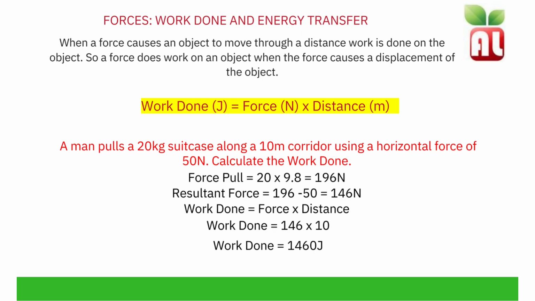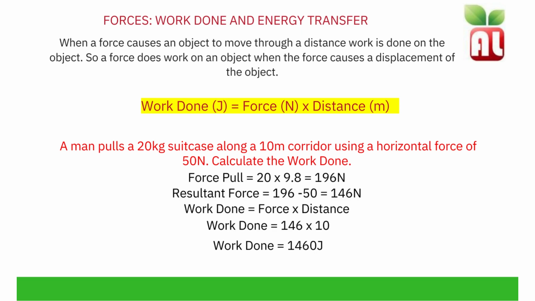An example question. A man pulls a 20 kilogram suitcase along a 10-metre corridor using a horizontal force of 50 newtons. Calculate the work done. First, we must find the weight of the suitcase. A reminder that weight is calculated by doing mass of object multiplied by gravitational field strength.